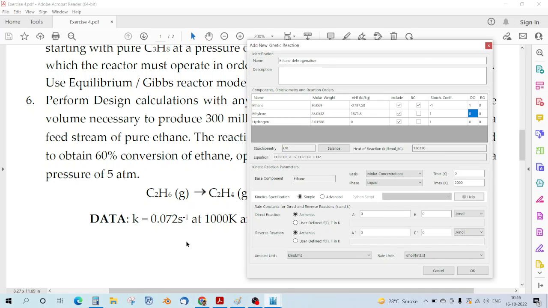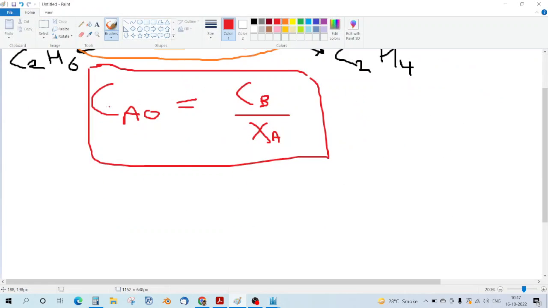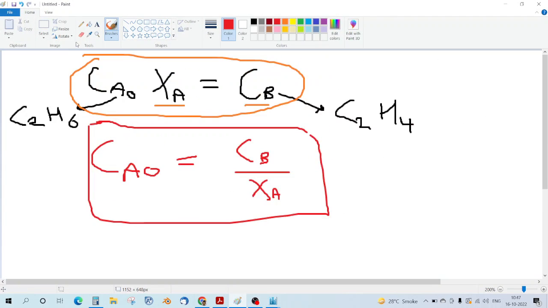For that, we see here that we have the k value for this temperature given and the activation energy is given. So we need to first find out the pre-exponential factor using this. What we have here is 0.072 per second at 1000 K. So let's do that. Let's erase this.